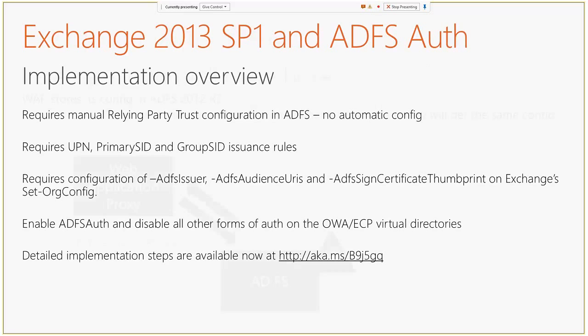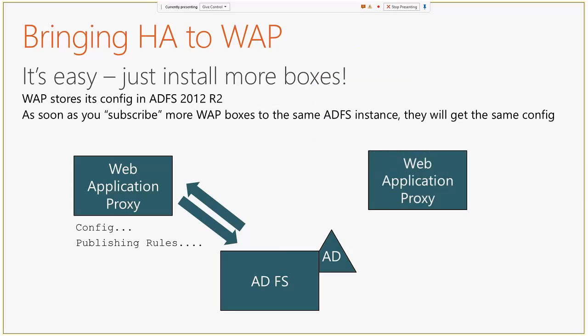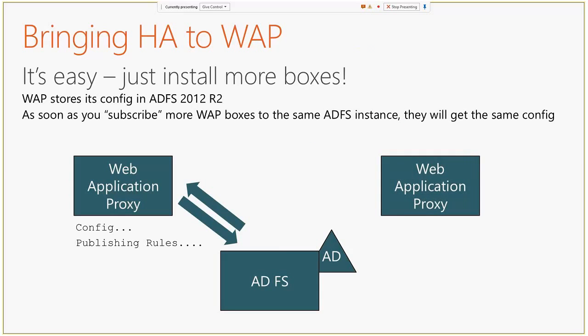All right. Just like the other box, Web has no inbuilt high availability. So the Web Application Proxy itself is a single point of failure. If you want to have more Web Application Proxies, just build out more and subscribe them to the same ADFS farm, really.